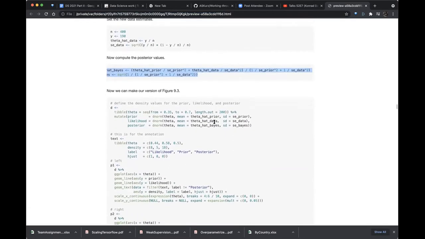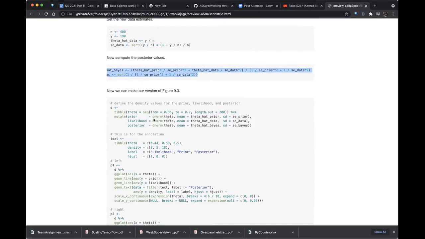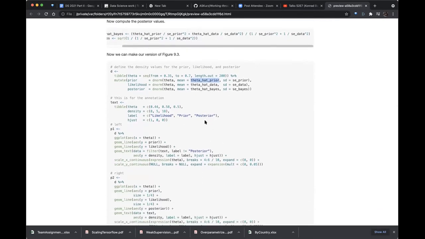So what do we do with that then? Here we're saying find density values for prior, likelihood, and posterior. So what are they doing? He's saying theta, we're going to go across from 0.35 to 2.7, 200 long. And again, we're drawing random values, normally distributed. We know what our theta hat prior is, so we use that for the mean, and we have the prior standard deviation, so we use that there. Likewise for the data, after we actually look at the data, we know what that's going to look like. And then we have the results of combining the two. So it's just saying, okay, what does it look like as a distribution?